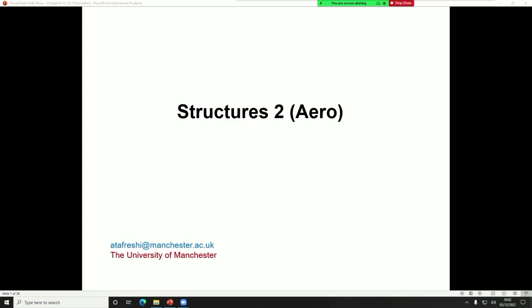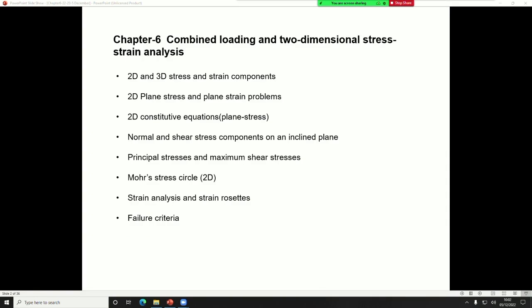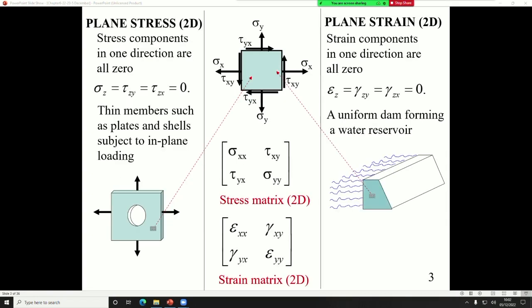No questions. So first, a brief review of the slides we had last week, and then I continue with chapter 6. In a two-dimensional plane stress or plane strain problem, at any point, we have at most 3 independent stress components, 2 normal and 1 shear. The same as the strain. We've got 2 components of normal strain and 1 shear strain.